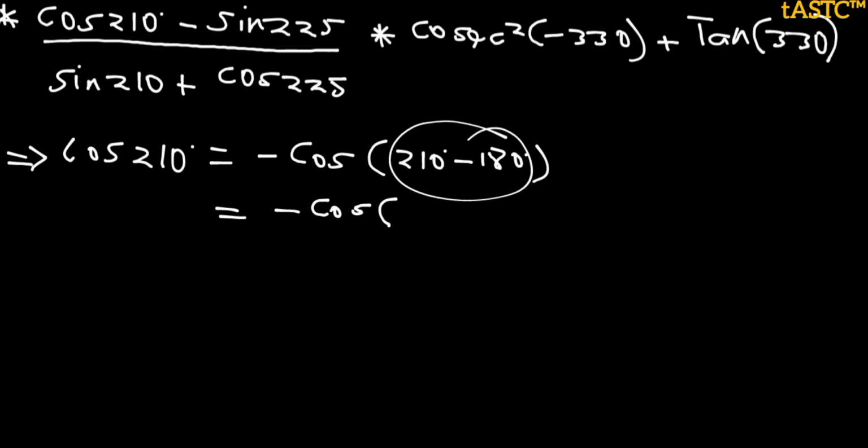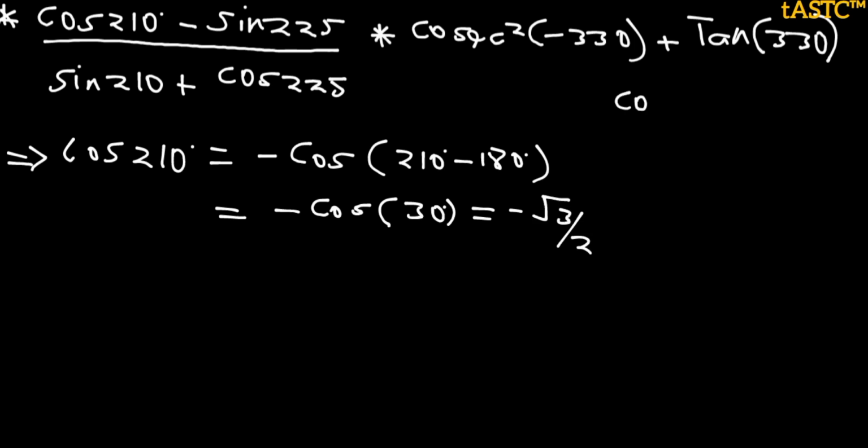Now this is going to give us a 30. So we have a cosine 30 degree. Now cos 30 is going to give us root 3 divided by 2. So that will be negative root 3 divided by 2. So I'm just going to place it there. Cos 210 is actually equal to negative root 3 divided by 2.